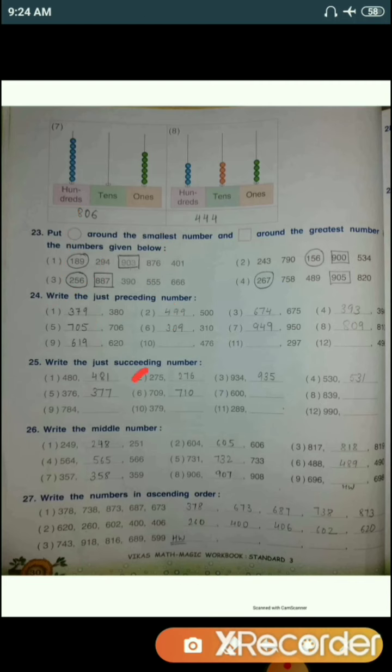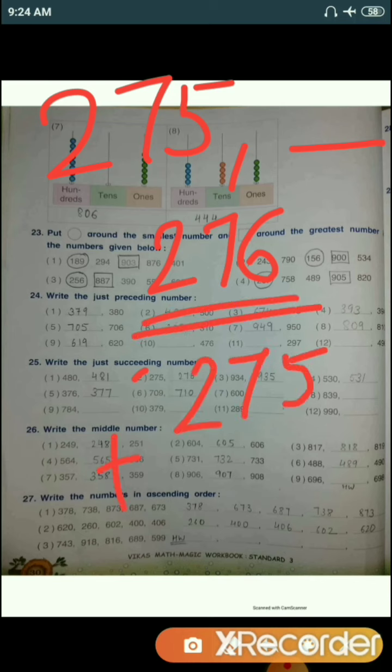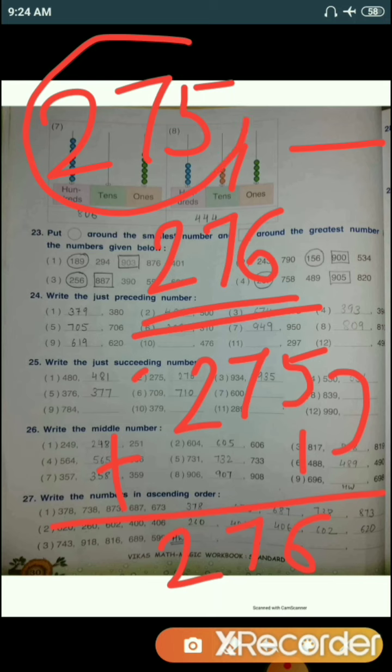Now the next question, number 2, is 275, dash. You can write 276 directly in the answer also, but just see how to solve. 275 plus 1: 5 plus 1 is 6, 7 as it is, 2 as it is. So the next number of 275 is 276.